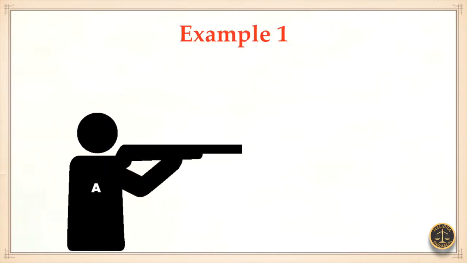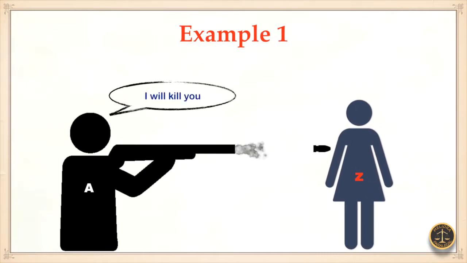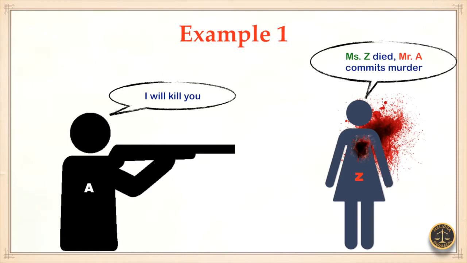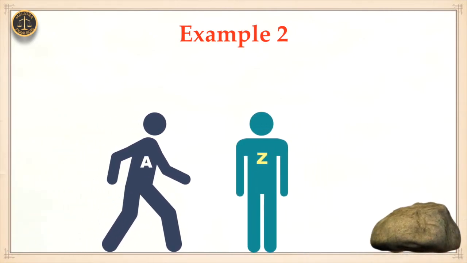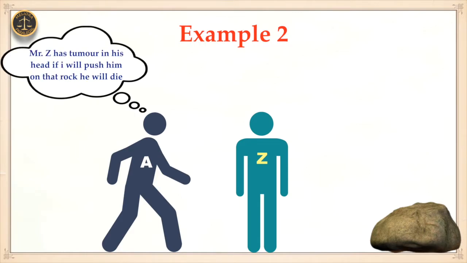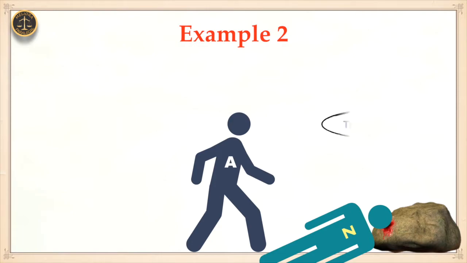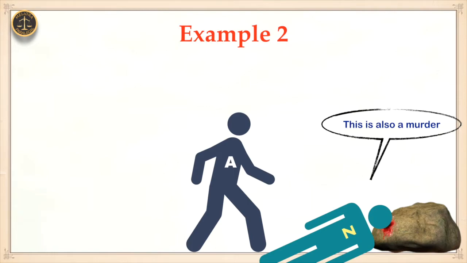Example 1. Mr. A shoots Miss Z with the intention of killing her. As a result of this, Miss Z dies. A commits murder. Now, example 2. Mr. A, knowing that Mr. Z is laboring under such a disease that a blow is likely to cause his death, strikes him with the intention of causing bodily injury. Mr. Z dies in consequence of the blow. Mr. A is guilty of murder, although the blow might not have been sufficient in the ordinary course of nature to cause the death of a person in a sound state of health.